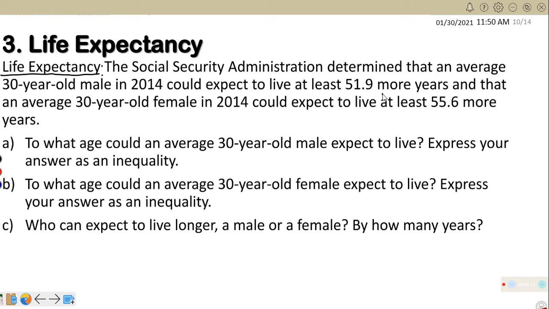Look at the word more here. Both expressions are expressed as greater than or equal to. A, to what age could an average 30-year-old male expect to live? Express your answer as an inequality. B, to what age could an average 30-year-old female expect to live? Express your answer as an inequality. C, who can expect to live longer, a male or a female, and by how many years?